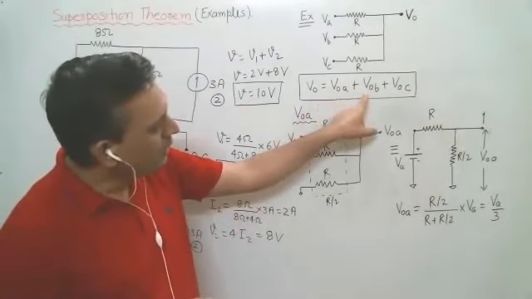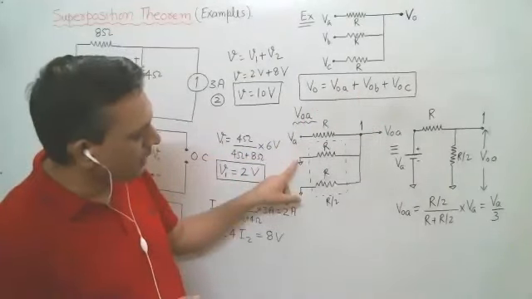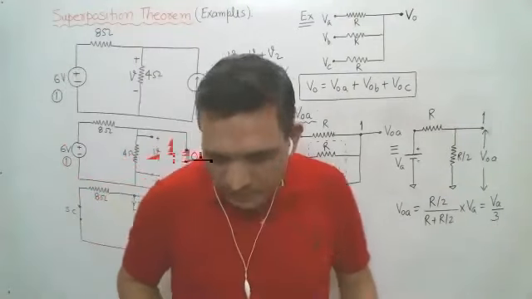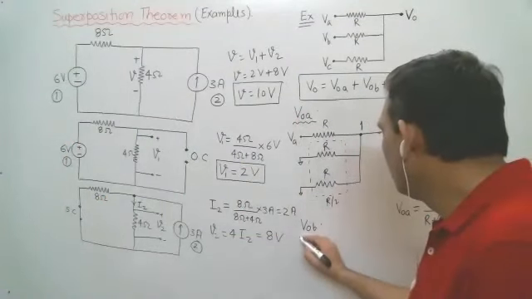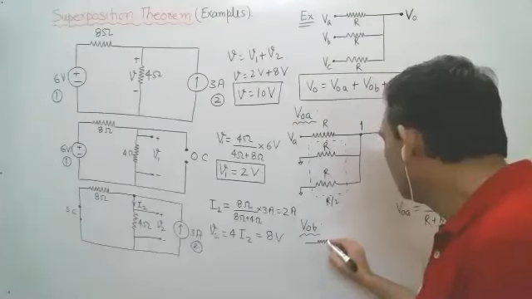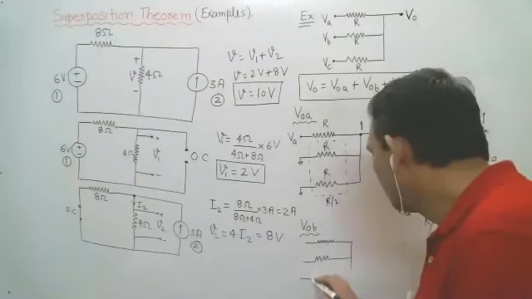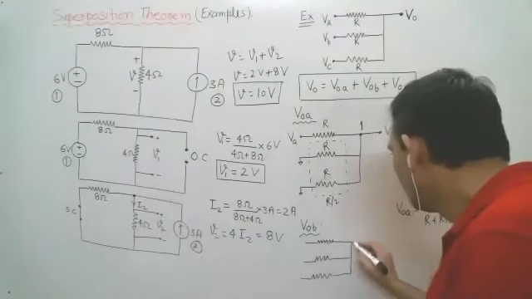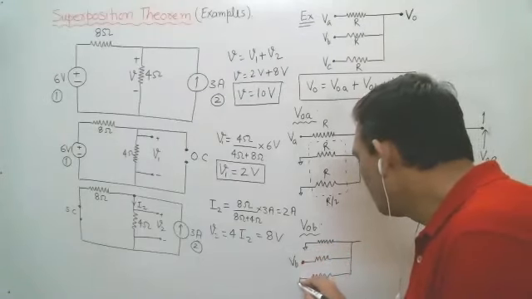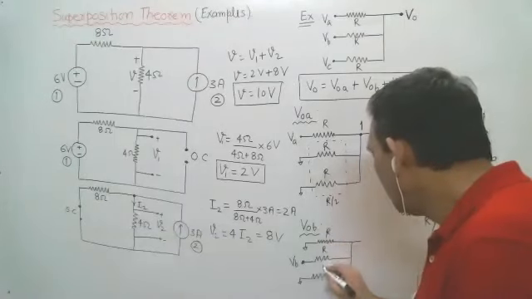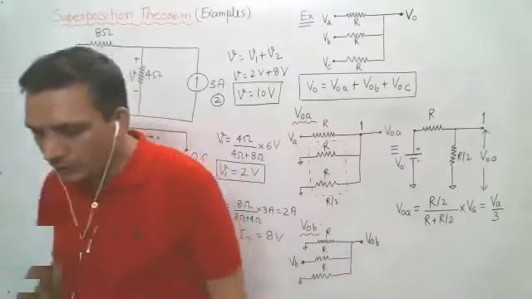So what will be V0B? Now, VA will be grounded. This is VB. So you will get a similar equivalent circuit. So this is grounded. This is VB and this is grounded. R, and this is V0B. Now you can easily find V0B.